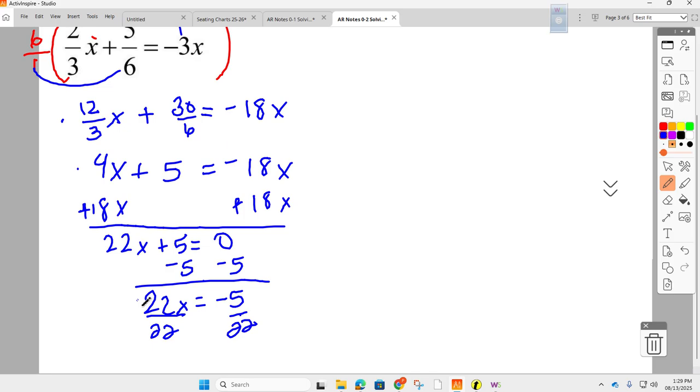So remember, we're not going to turn this into a decimal. We're just going to leave it as that simplified fraction. Any questions on that? Okay. Ready to move on to example 2?